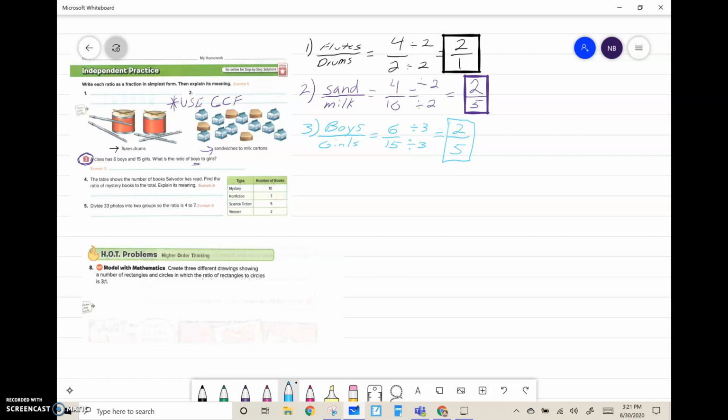Okay, number 4. The table shows the number of books Salvador has read. Find the ratio of mystery books to the total. All right, so we're looking at mystery books. So mystery books is going to be our numerator. What we need to do is go through and add up all of the books that we have. So if we have 10 plus 7 plus 5 plus 2, we have a total of 24 books. So 24 is going to be our denominator.